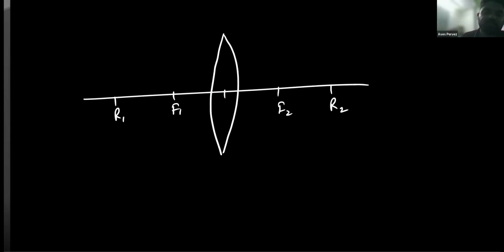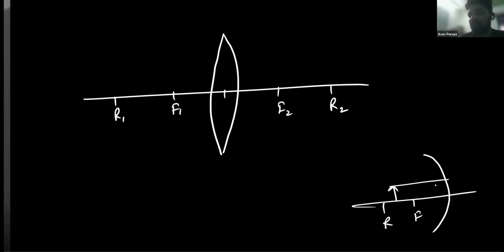So the similar case. Now, if I'm having this concave mirror and this one is F and this one is R, if I'm having the object here, where is the image going to form? Tell me. Beyond R. It will be beyond R. Similarly, if you are having an object and the image is enlarged, you see that this height is small and this height increases. So this will be enlarged.